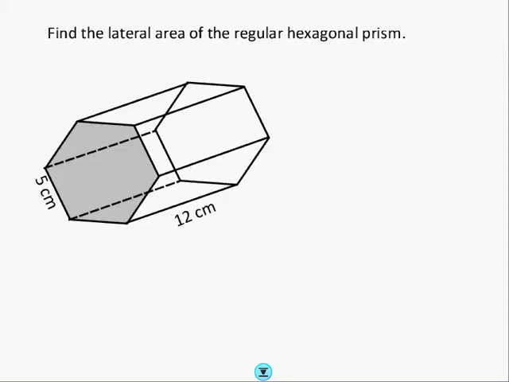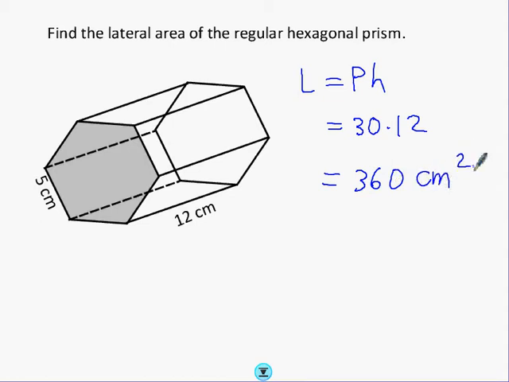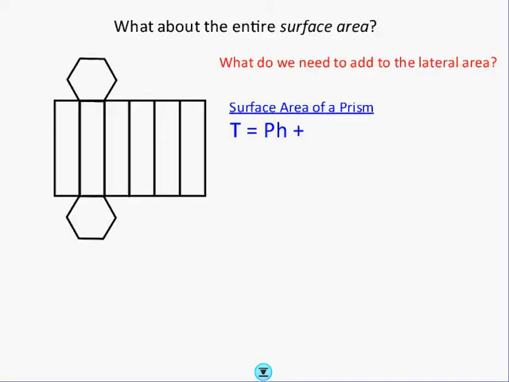So if I want to find the lateral area of this prism, I simply use the formula lateral area equals perimeter times height. The perimeter of the base is 6 times 5, which is 30. The height, even though it's on its side, the height is the distance between the bases. So that's going to be 12 centimeters. 30 times 12 is 360 square centimeters. Again, anytime we measure area, whether it's surface area or just normal area, it's always measured in square units.